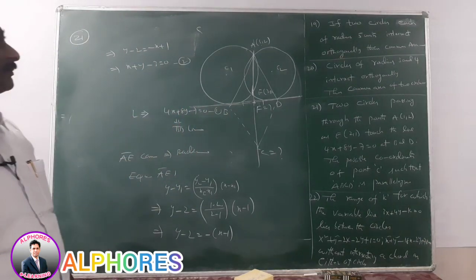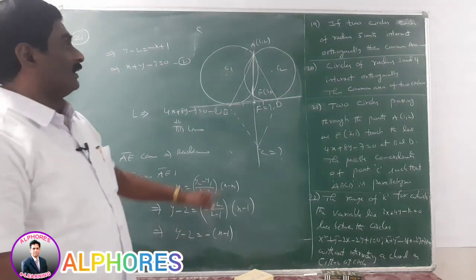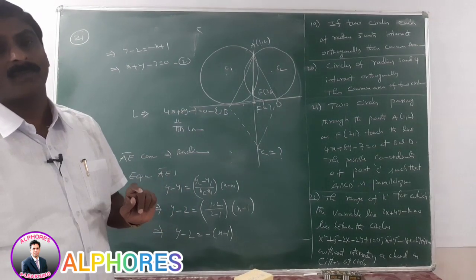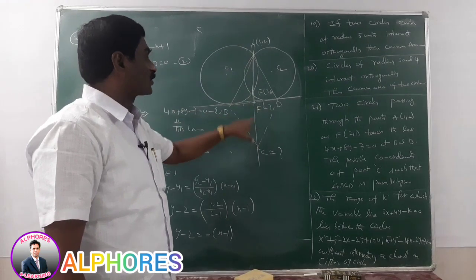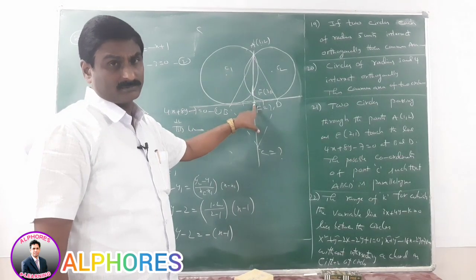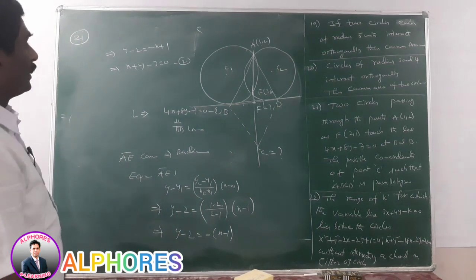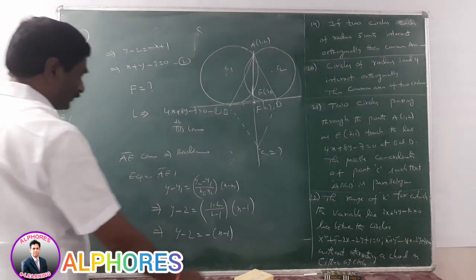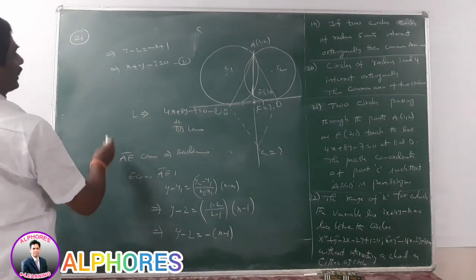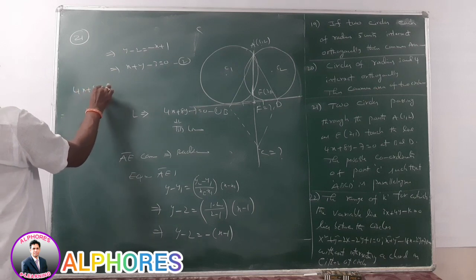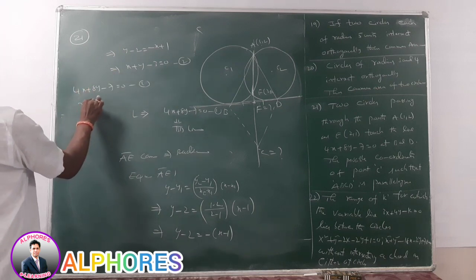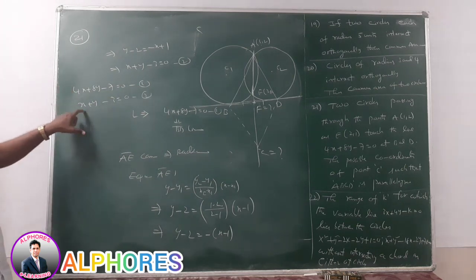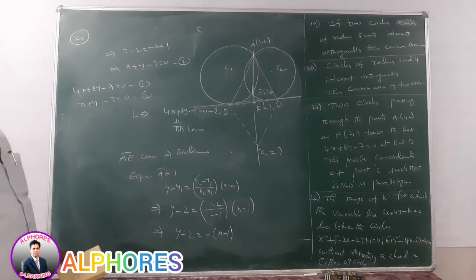Next. Since the radical axis bisects the length of the direct common tangent, the point of intersection of these two lines is nothing but the midpoint of the parallelogram. Please write that point. By solving 1 and 2, we get F. Here, what is the equation of the first line? 4x plus 8y minus 7 is equal to 0. And x plus y minus 3 is equal to 0. By multiplying the second equation by 4, eliminate x and find the value of y. Find F.